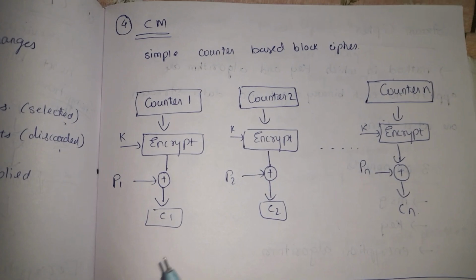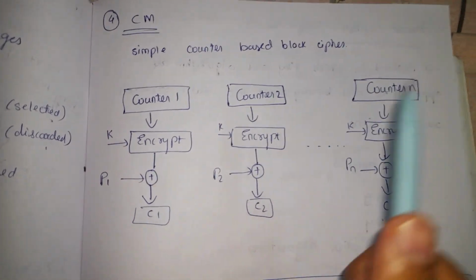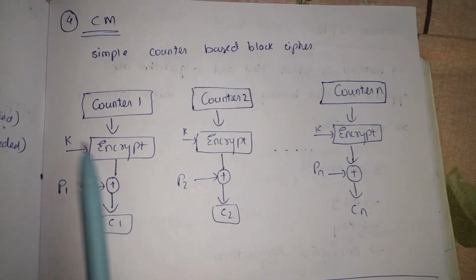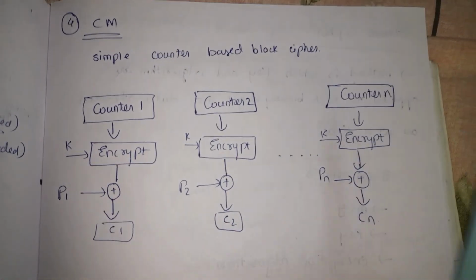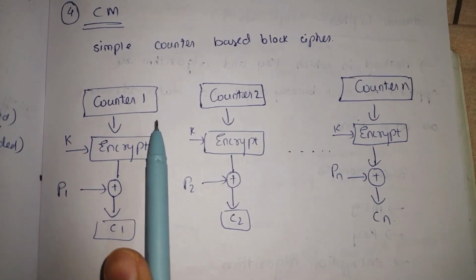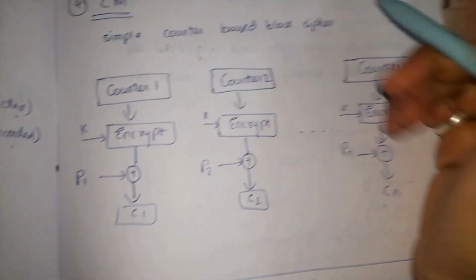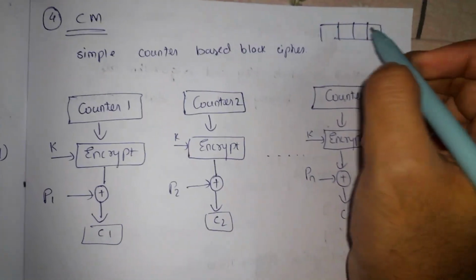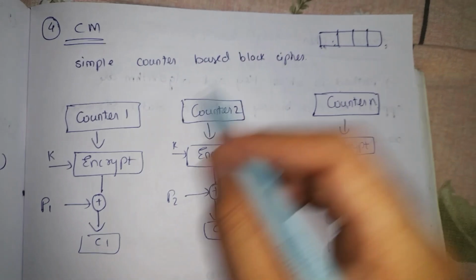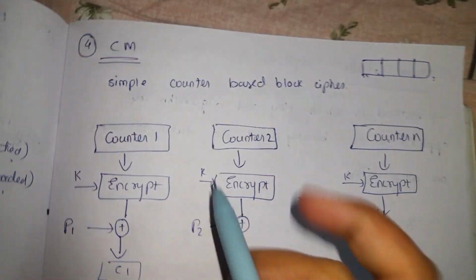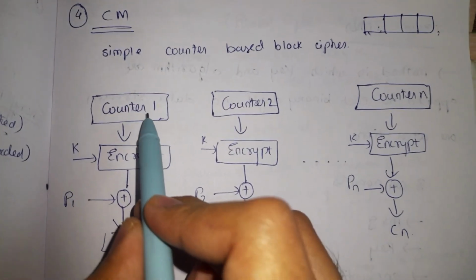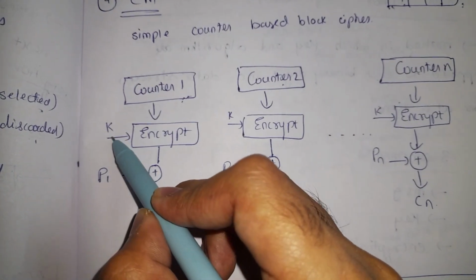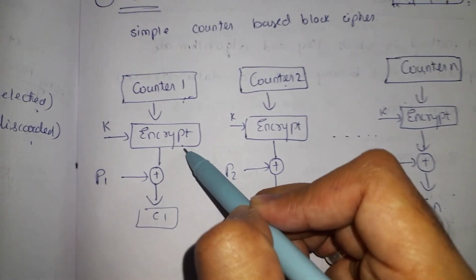Now the fourth mode of operation is counter mode block cipher. In this, the plain text is divided and each block is given to a particular counter as an input. As we know, the plain text has a couple of blocks. These individual blocks are given to each counter, and each counter has an initial value. Using that initial value and the key, the encryption is performed.